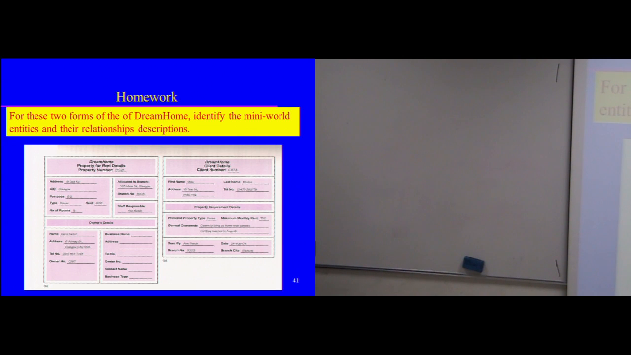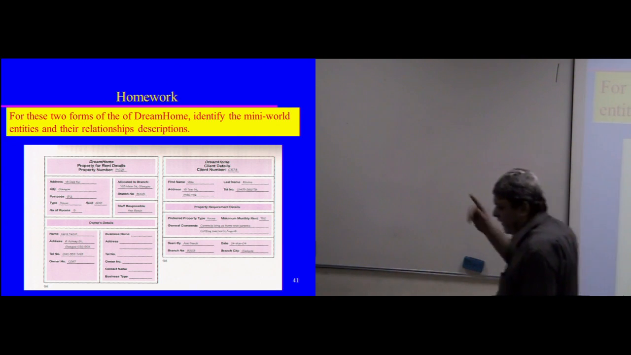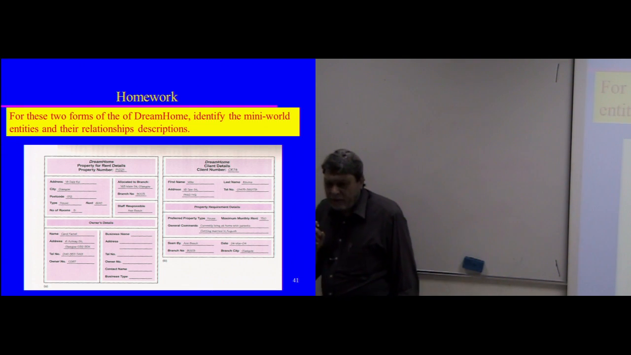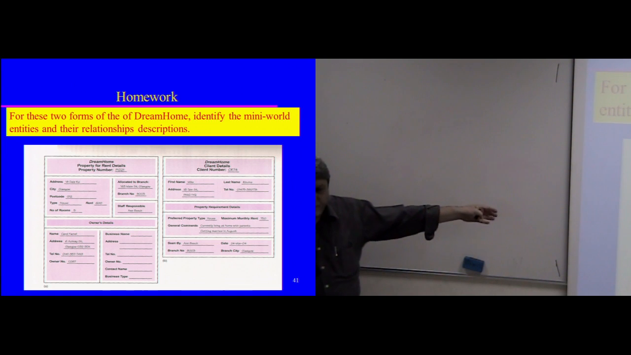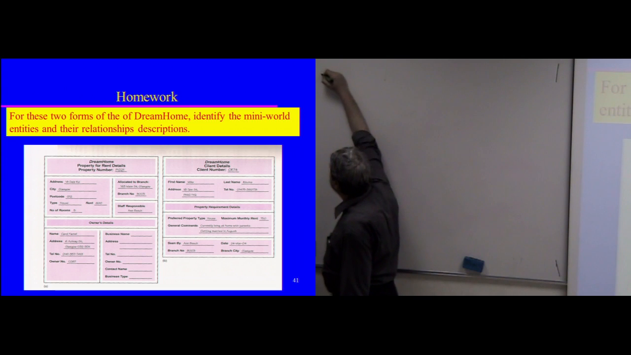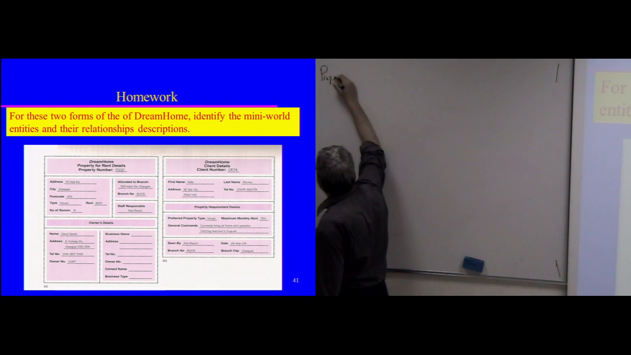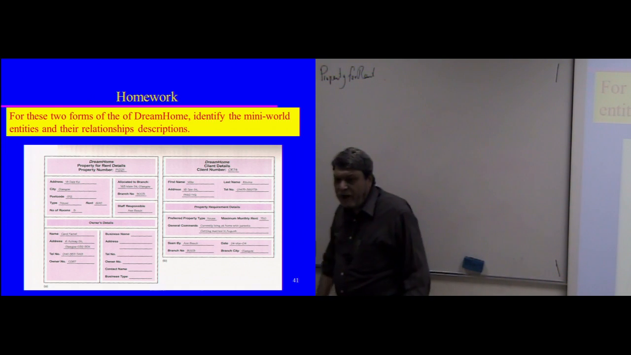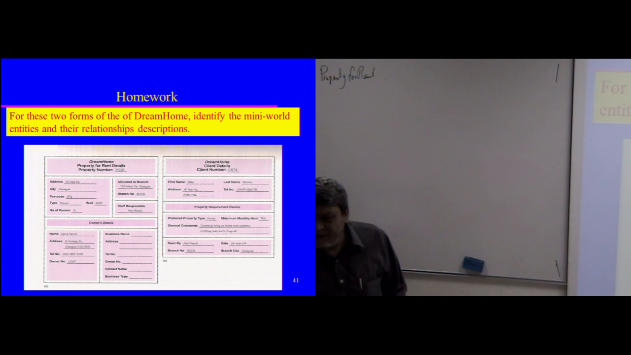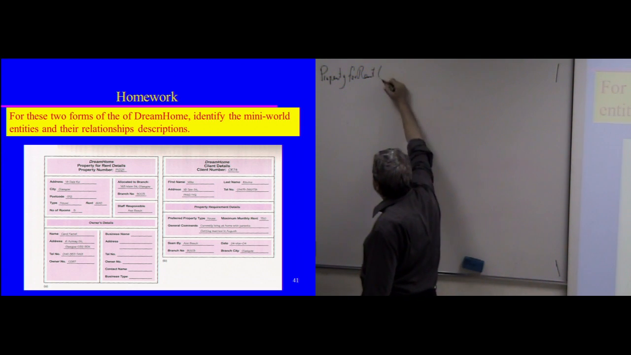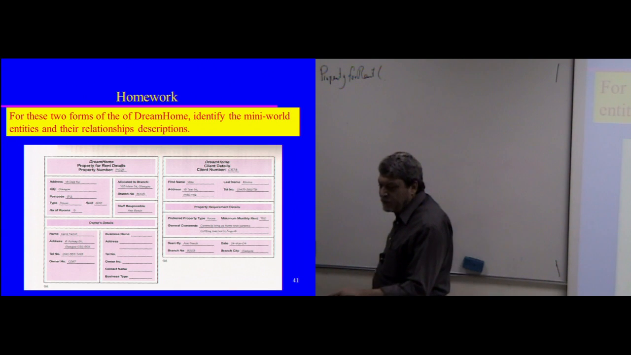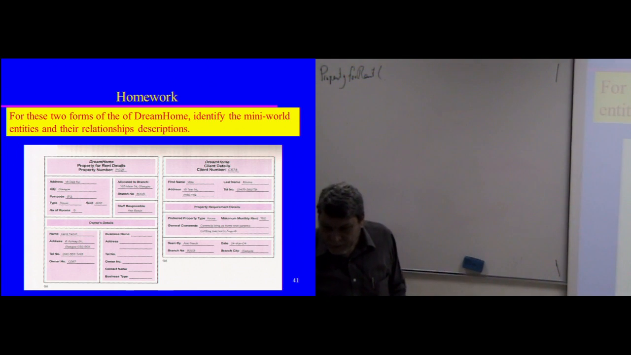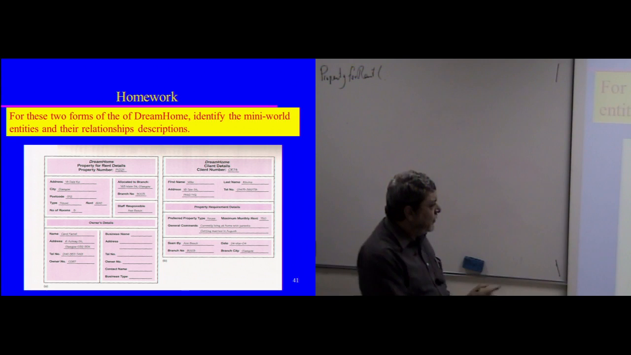So what are the attributes for the property for rent? Let us write here. I'm going to write on the board here. So the first entity that we can identify out of this form is what? Property for rent. Can we identify some of its attributes? Yes. So let us write the attributes between brackets. So the first attribute is property number. Property number is an attribute for the property for rent.